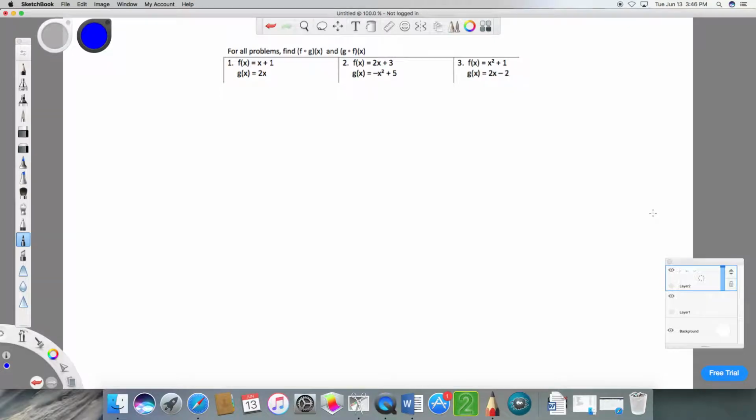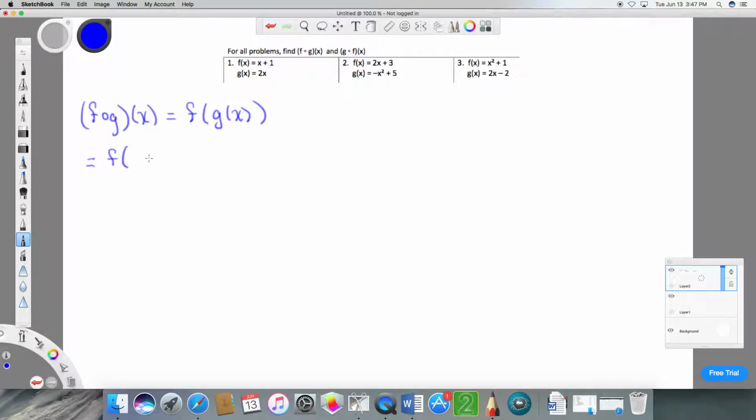Let's take a look at these three problems. In each one they give us two functions, and they ask us to find the composition f composed with g and g composed with f. So here in number one, let's find our composition f composed with g. That is, we're taking g of x and making it the input into the function f.